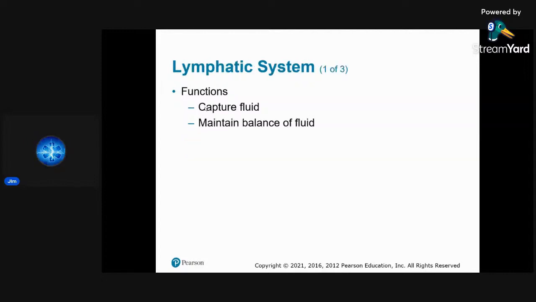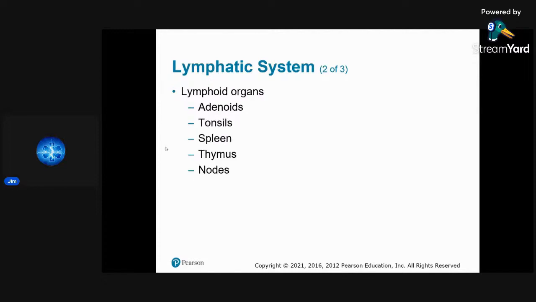Interaction, we just talked about this, right? Lymphatic system, the function is to capture fluid and maintain a fluid balance. Your lymphoid organs, or your tonsils, spleen, your thymus, your adenoids, right? Where are your adenoids? They're in your nose area, right? Tonsils, spleen, all these.